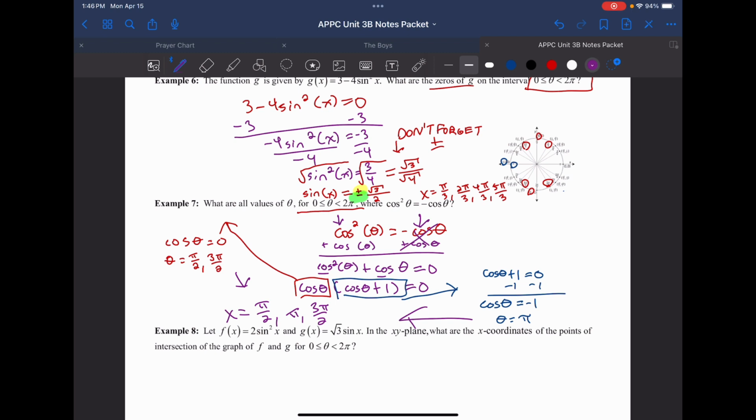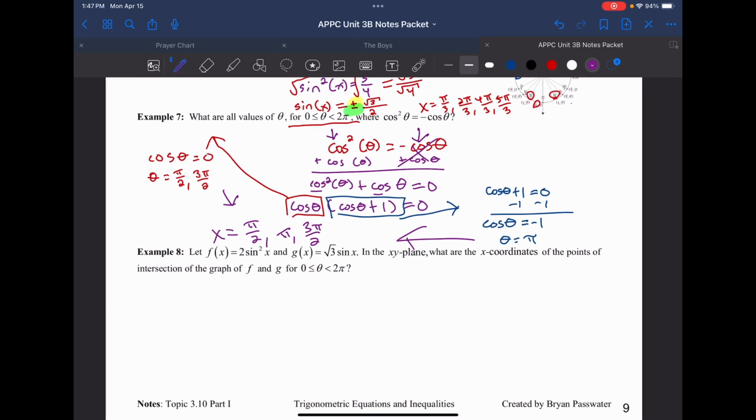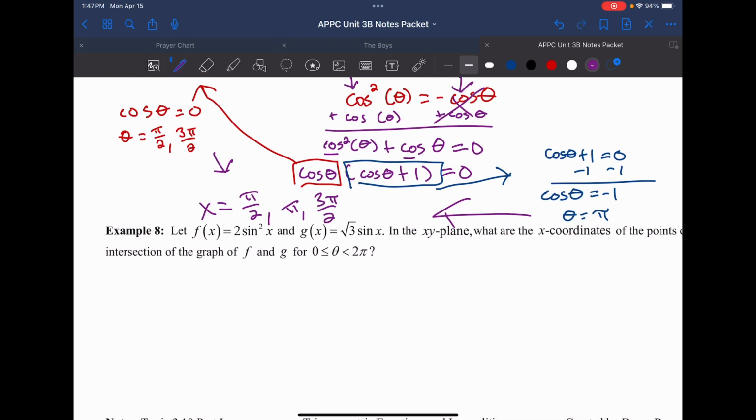Last one. Example 8. When do they intersect? So intersect means set them equal to each other. So 2 sine squared x equals square root of 3 sine x.